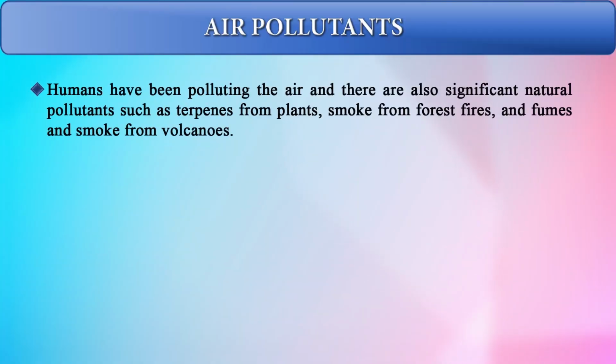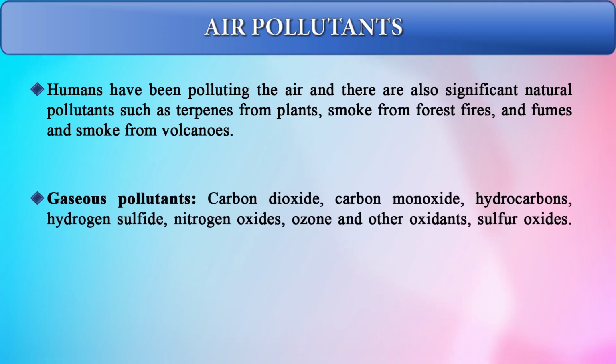So all these are the various types of the toxicants and pollutants which can exert toxic effects in human beings. First, coming on to the air pollutants. So humans have been polluting the air, and there are also significant natural pollutants such as the terpenes from the plants, smoke from the forest fires, fumes and also smoke from the volcanoes. In the same way, we have the gaseous pollutants, and all this can include ozone, the oxidants, then the sulfur and the nitrogen oxides and so on, even the carbon dioxide and the carbon monoxide.